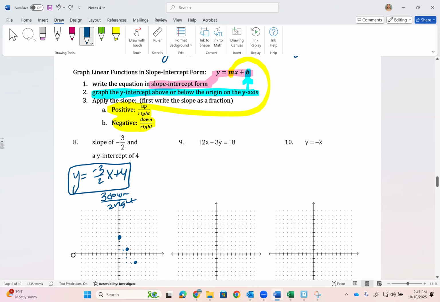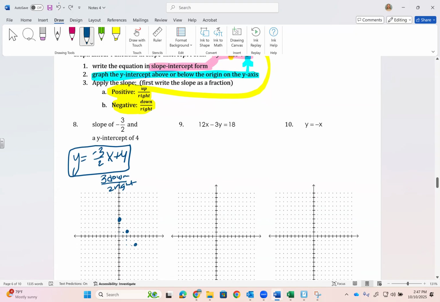Okay, so we're going to go 3 down. We've got to pretty much fill the graph. Let's go down 3, 1, 2, 3, over 2. And you can go up 3 and left 2. You need to have at least 5 points if it fits. So let's do 5 points. Ruler and arrows.